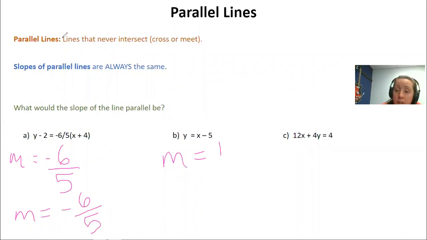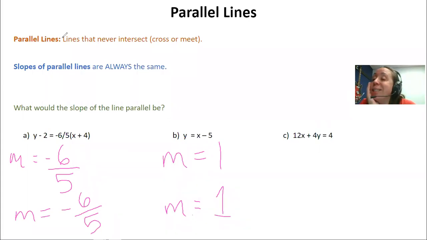1. Good. Remember, slope is always in front of that variable, that x. And if there's no number there, it means there's a 1 there. Okay, so a slope of a line parallel to this line would have to be what? Yep, 1. Good. And remember, we're talking parallel, so it wouldn't be anything crazy there.